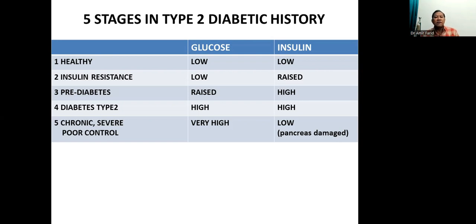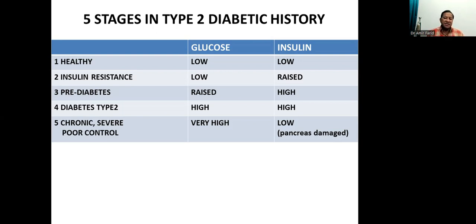So if you do the blood test only, you will just see the glucose is normal. If you don't do the insulin level, you will not know that this person has insulin resistance because you only see that the glucose level is normal. But if you check both the glucose and the level of insulin, then you will see that the insulin level is raised, then you know there is insulin resistance.